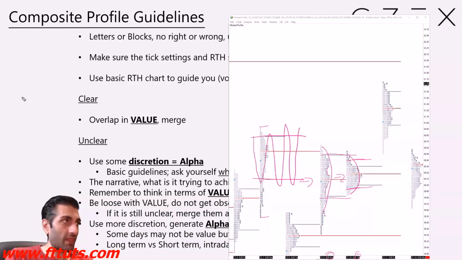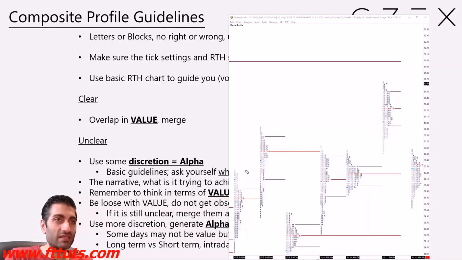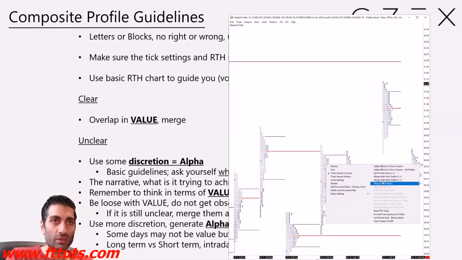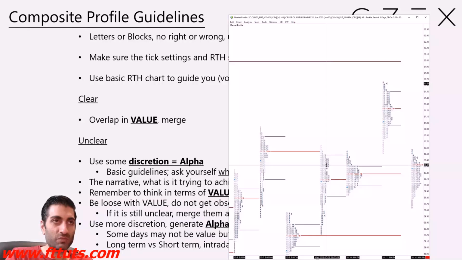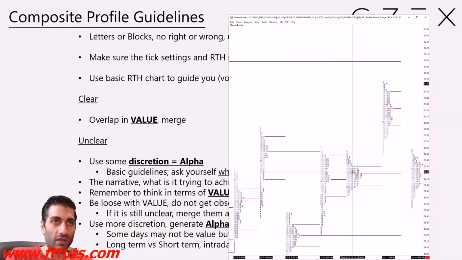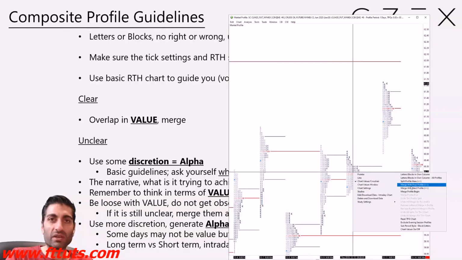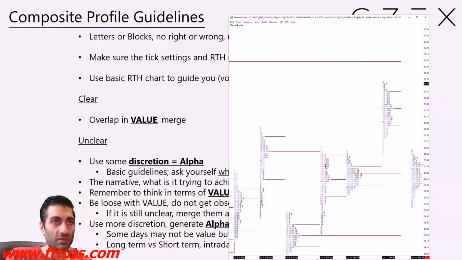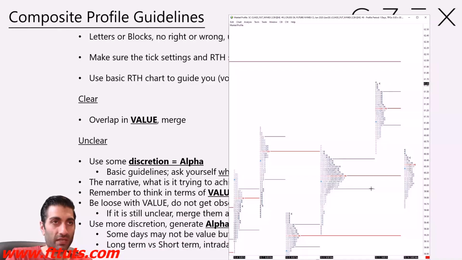In fact, what I'll do is show you the basic RT8 chart. I'll show you why that used to be quite useful for me. But in this instance, I hope it's obvious. Basically, we had balance here and balance here, so I'm going to merge them. So how do you merge? You right click on the profile and choose merge with next profile on this profile, or merge with prior profile on this one. It's up to you. In this instance, I'm going to do merge with next profile.